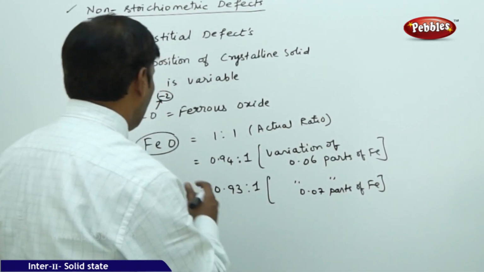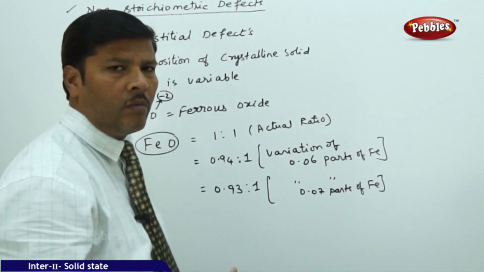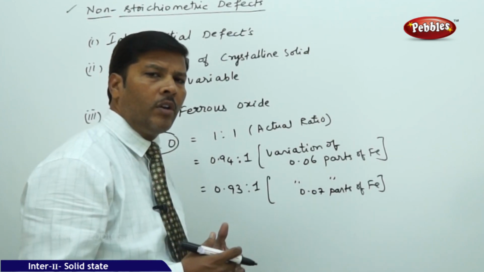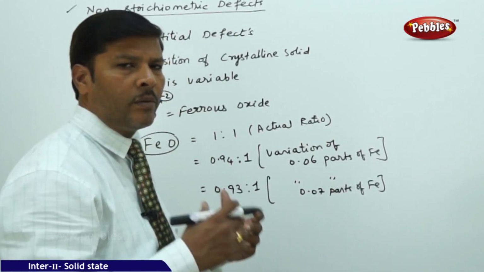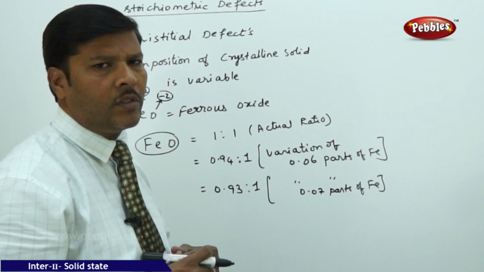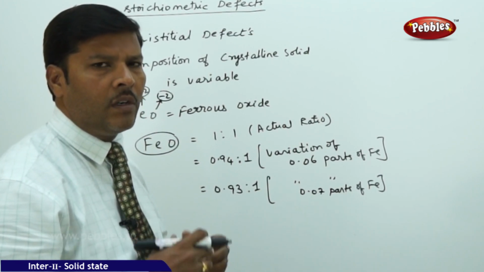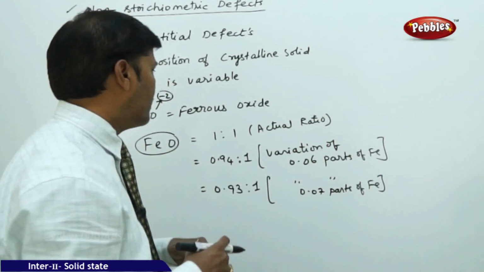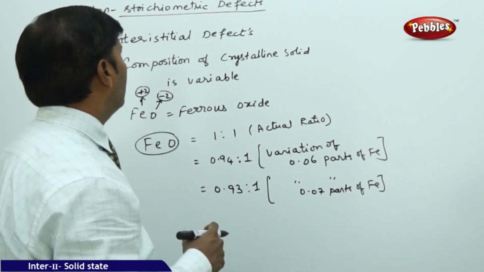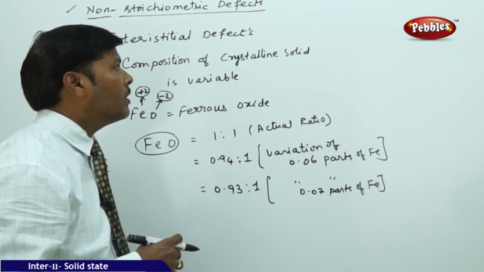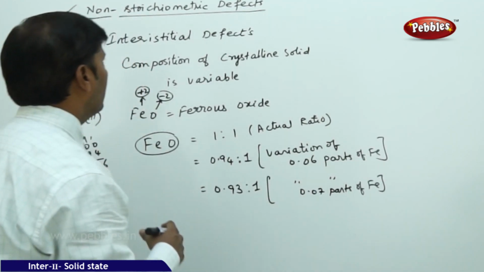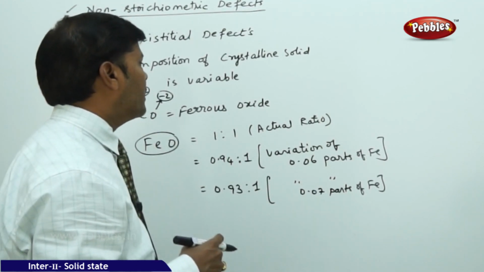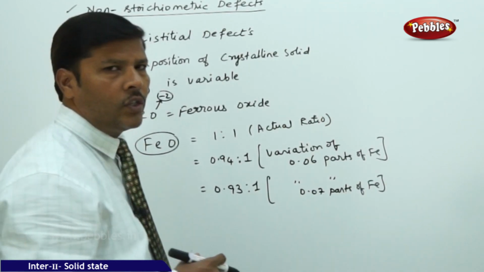Therefore, such crystalline solids which do not have a fixed composition, where the ratio of the individual elements is not fixed, we call non-stoichiometric compounds or interstitial compounds. So these defects come under non-stoichiometric defects, that is, interstitial defects.